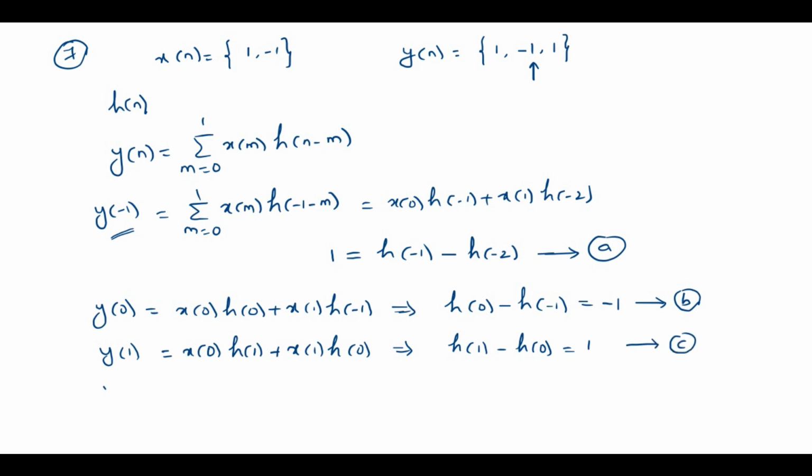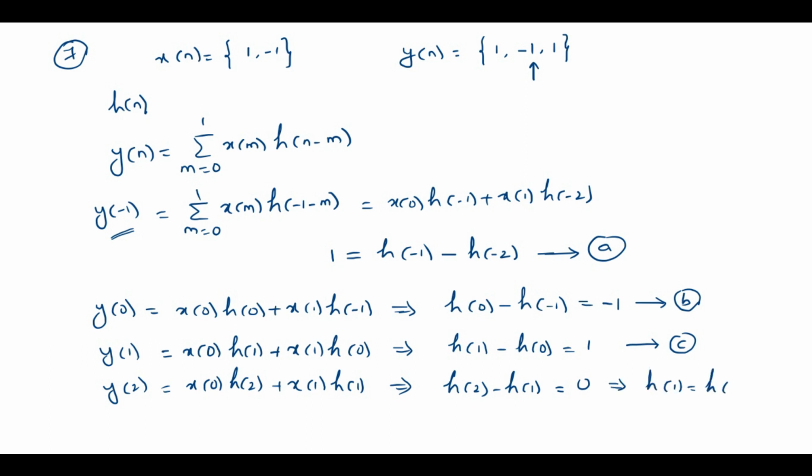Similarly, find y of 2. Y of 2 value is x of 0 into h of 2 plus x of 1 into h of 1, which is nothing but h of 2 minus h of 1. The y of 2 value is simply 0. From this you can write h of 1 is equal to h of 2.